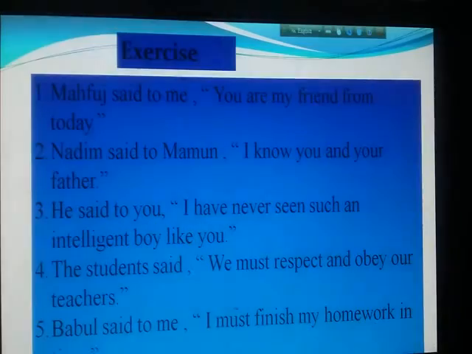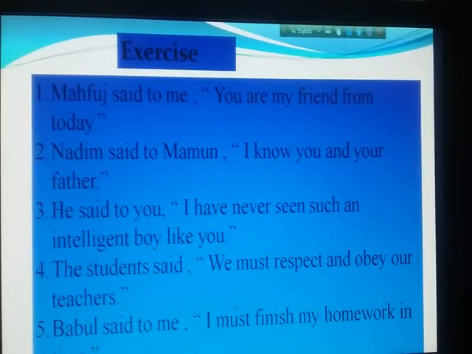Now, there is an exercise of assertive sentences. So, you will do this exercise at home. Okay, now another sentence.